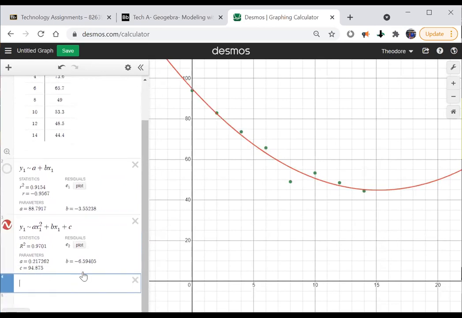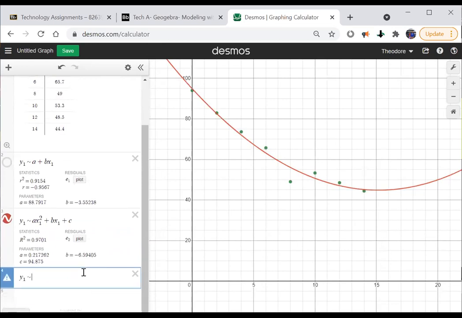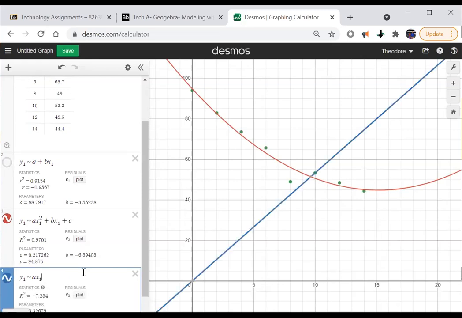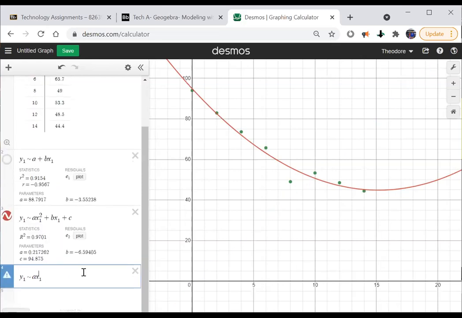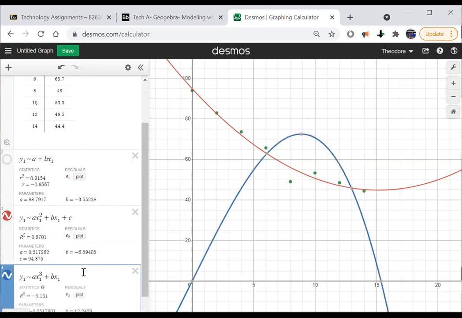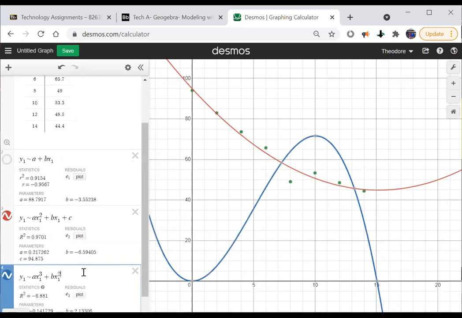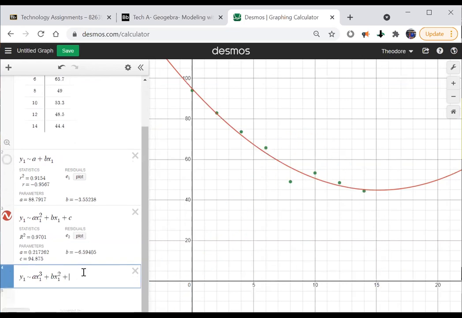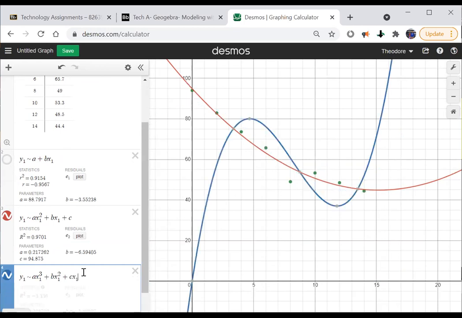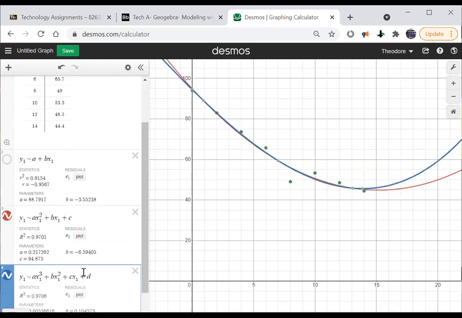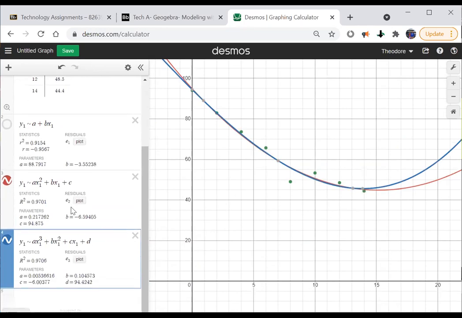So I'm going to look for a cubic. So y1 tilde ax1 cubed plus bx1 squared plus cx1 plus d. All right. Better, but not by much. Only a smidge better. And in fact, they would round to the same answer.